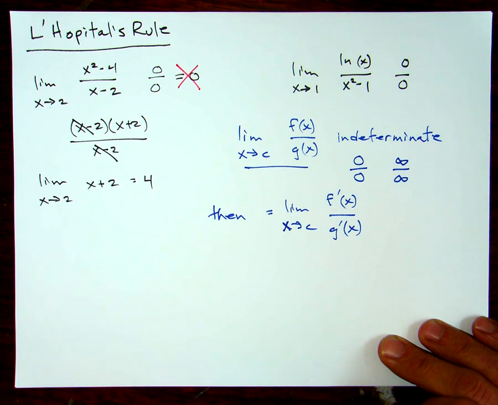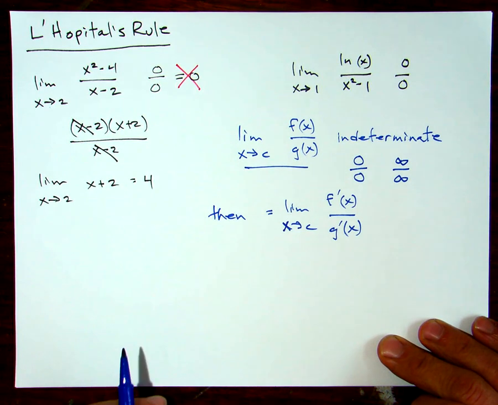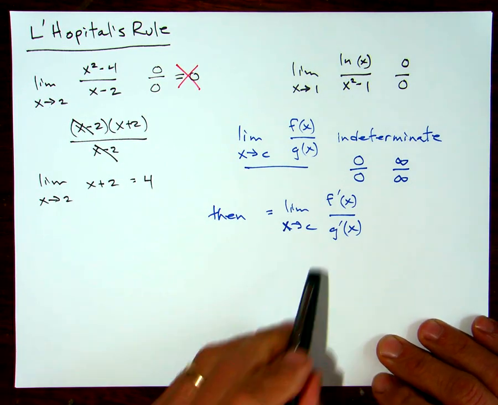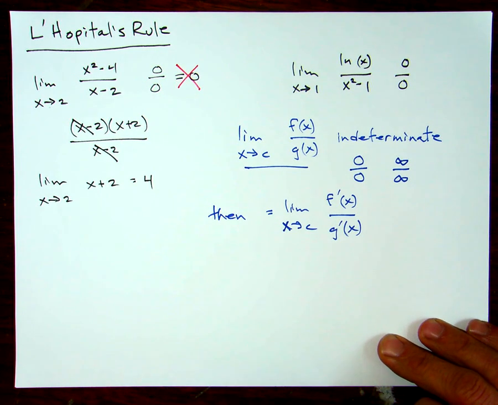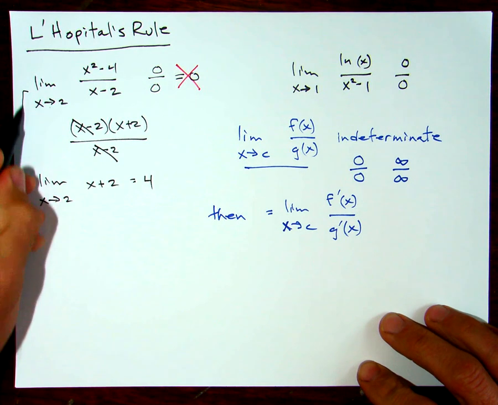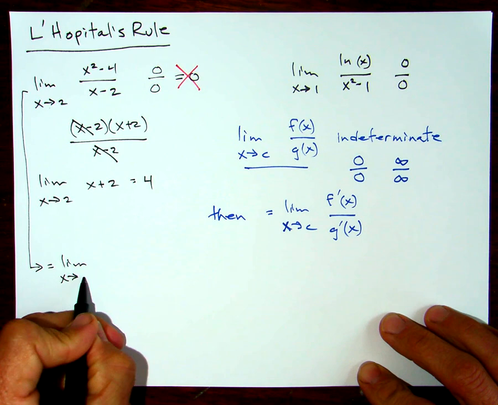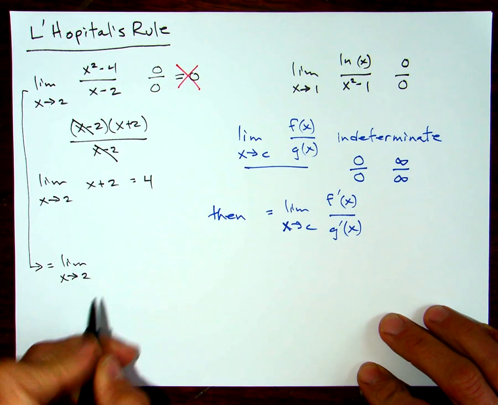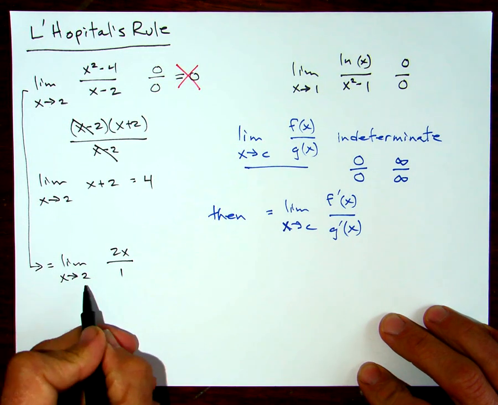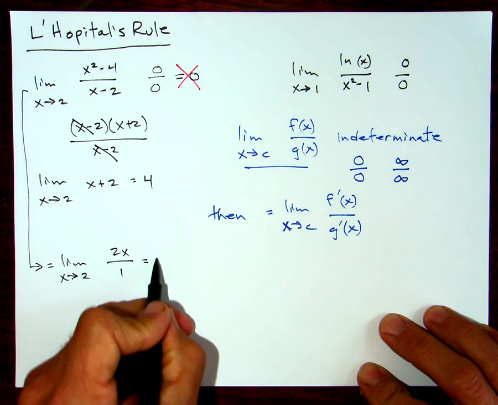So let's look at how we could apply that to this one over here. We've already done this algebraically, but let's show that we would get the same limit if we use L'Hopital's rule. Let's take the derivative of the numerator. This is going to equal the limit as x approaches 2 of the derivative of x squared minus 4, which is 2x, over the derivative of x minus 2, which is 1. Now this is continuous, so I can just put in 2. When I put in 2 for x, I do indeed get 4.